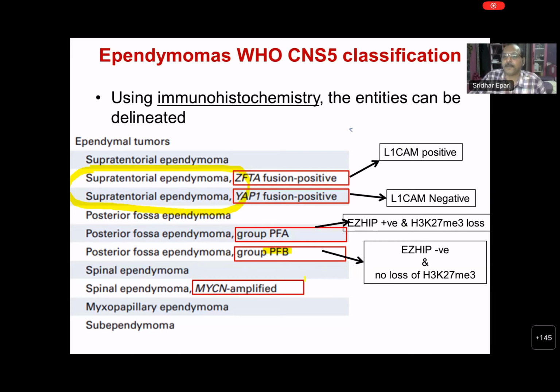When you get EZHIP positivity and H3K27me3 loss, it becomes PFA, and if it is negative, it is PFB. Okay, spinal ependymomas: not many immunohistochemistry markers are available. There are markers of immunohistochemistry for NMYC, MYCN. If you have positivity, you need to use it as a screening marker to identify this group. Otherwise, there is no IHC or molecular marker for spinal ependymoma.